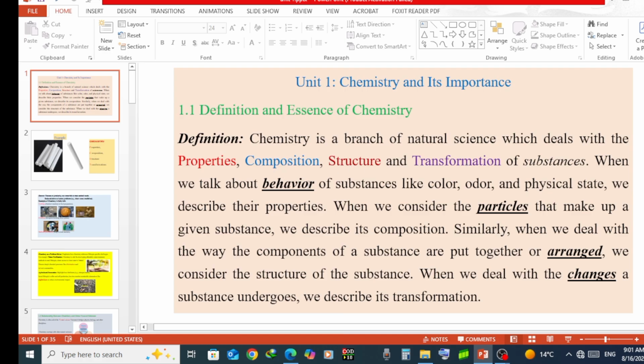By properties we mean the behavior of the given substance, and by composition we mean the particles, the constituents of the particles in a given substance, and by structure we mean the arrangement of particles in a given substance, and by transformation we mean the changes that take place in the formation of the substance.